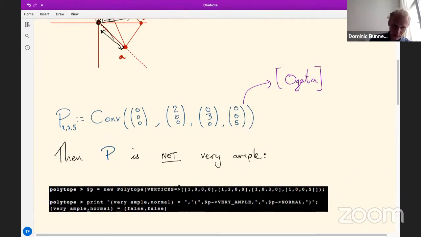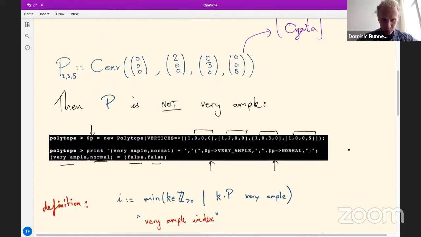So here I'll just give a very quick rundown. Here's the polytope: new polytope, and I fed it the vertices. Here's 0, here's 2, here's 3, and here's 5. Polymake can tell you whether a polytope is very ample. It can also tell you whether a polytope is normal. And then we get it to print it here. So very ample: false, and normal: false. And this is very much more convenient than doing it by hand.